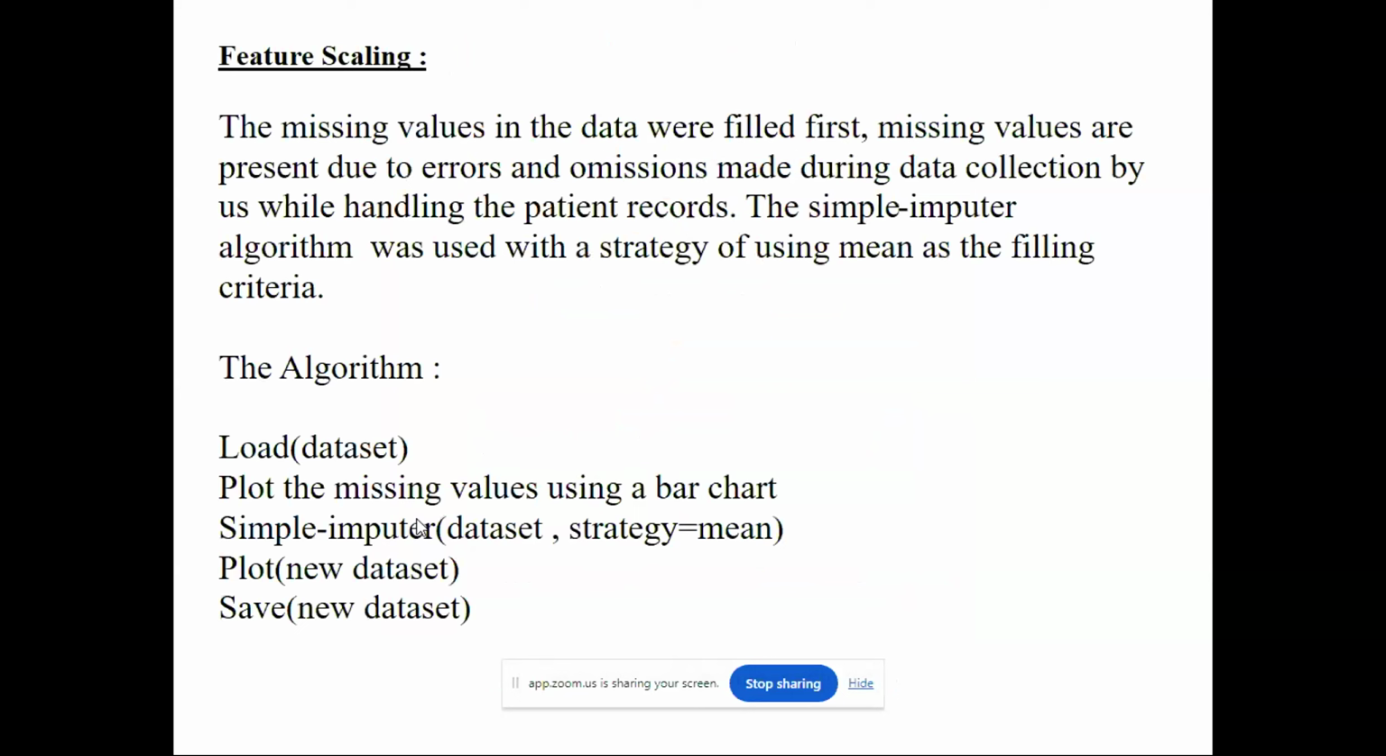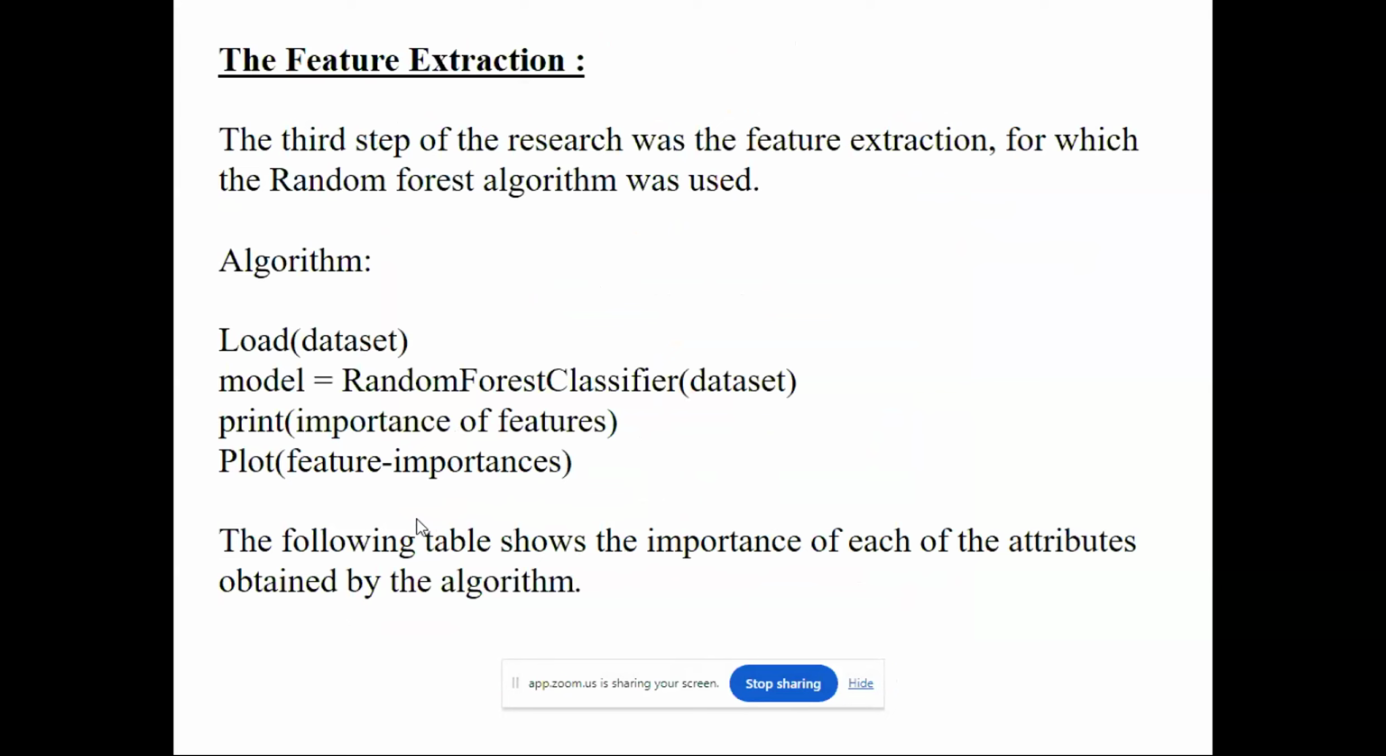The first step was feature scaling. In the data set, there were some missing values, and we tried to fill these values in the feature scaling step. A simple imputer algorithm was used, which used the mean of the column to fill the missing values in the data set. The next step was feature extraction, or feature importance calculation. In this, we used the random forest algorithm to calculate the importance of various features in the data set.